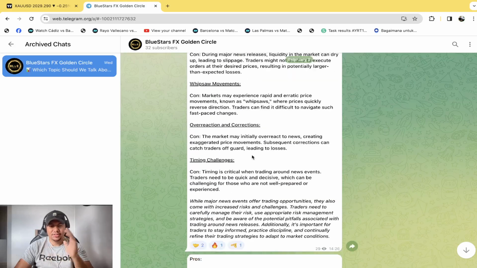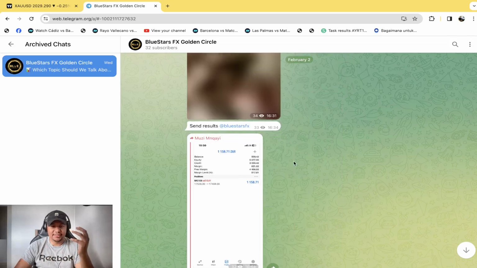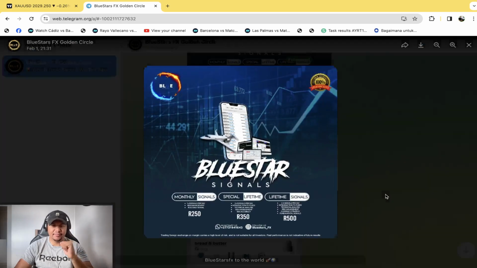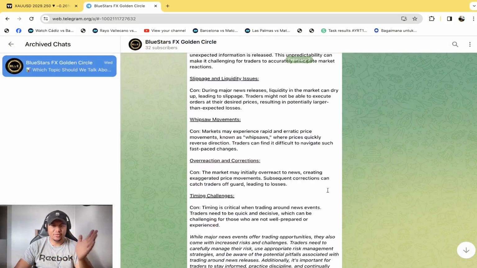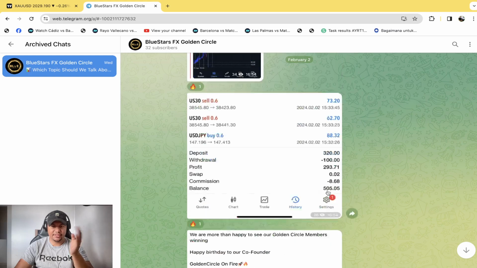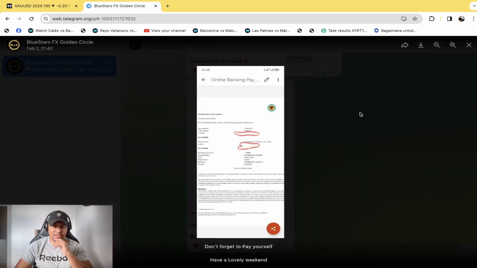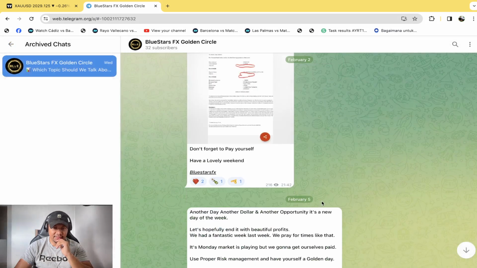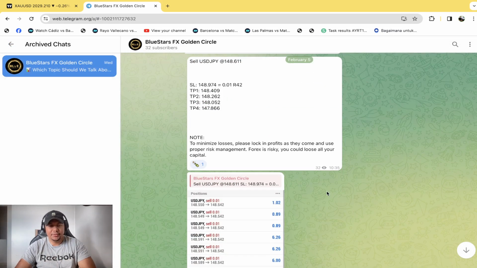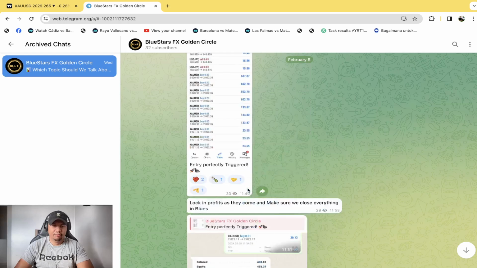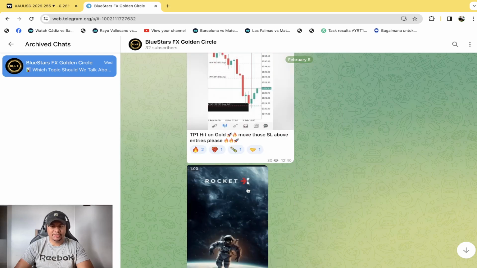There are some more cons and risks. If you guys are interested, their prices, like I said, I will leave the link in the comment section below so you can go and check them out, and you can scroll through all of this information that you see right here in front of you. Like I said, there is a lot here. Everything is hidden. Don't forget to pay yourself. Have a lovely weekend.